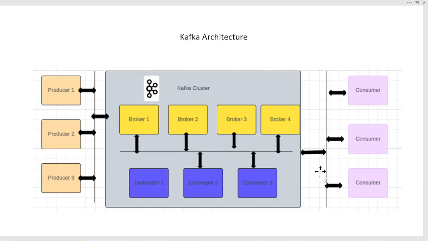Brokers also manage partitions, which are the basic units of data storage in Kafka. Each partition is led by a single broker called the partition leader, and the data is replicated to other brokers, which are called followers. Replicas, the leaders and the followers, help ensure data durability and reduce the risk of data loss.